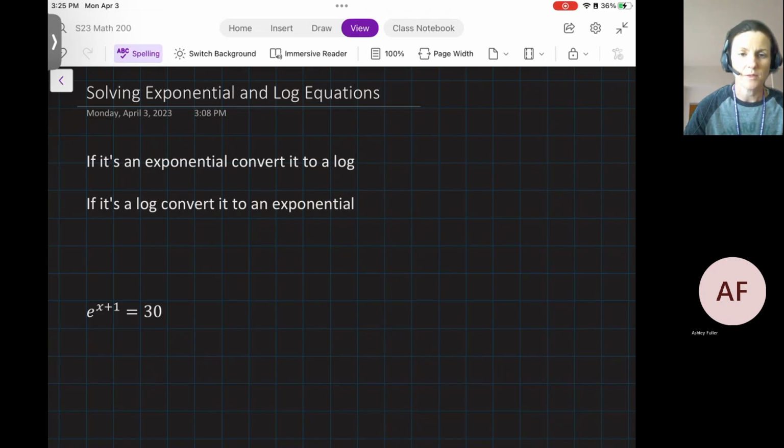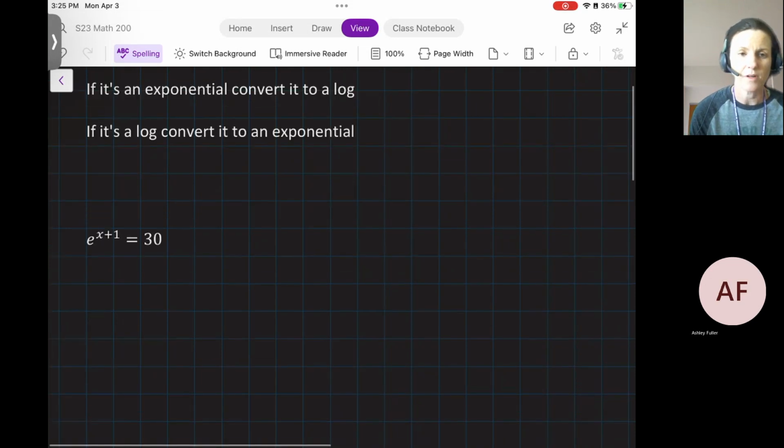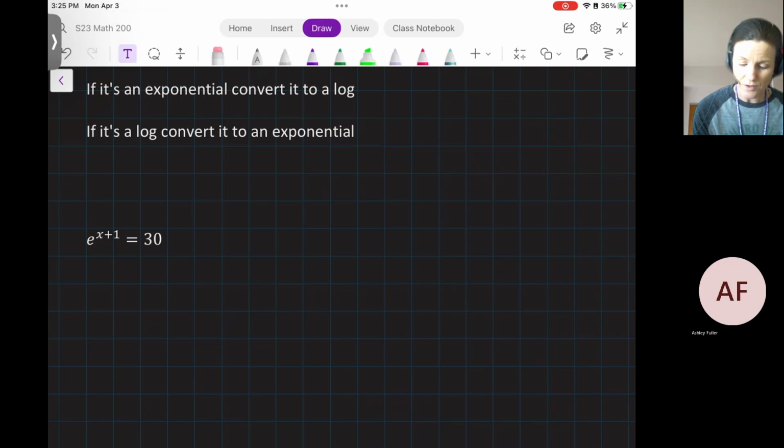One of the most important things we'll be doing with logs and exponentials is solving equations. The biggest thing to remember: if it's an exponential, the way to undo an exponential, since they are inverses of each other, is to take the log. And if it's a log, the easiest way to solve it is to convert it into an exponential. In this first one here, we're dealing with an exponential equation.